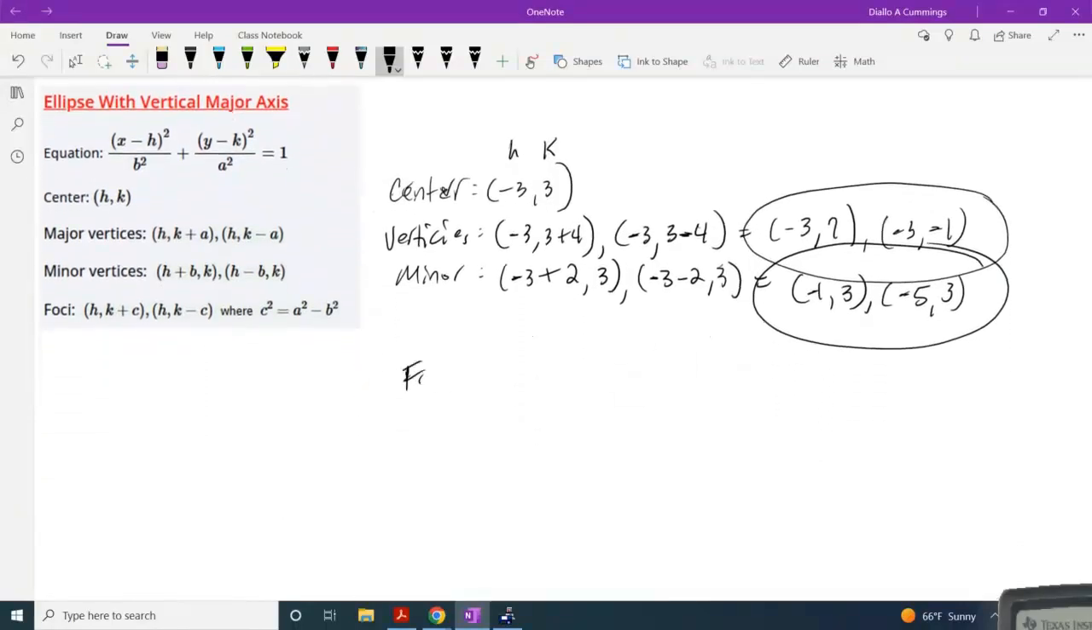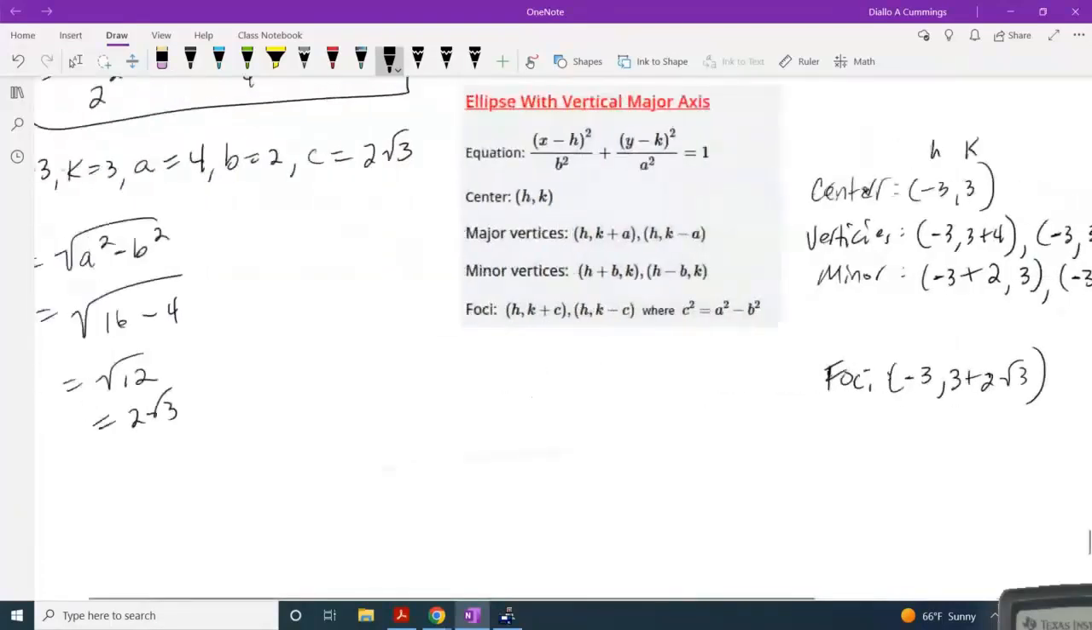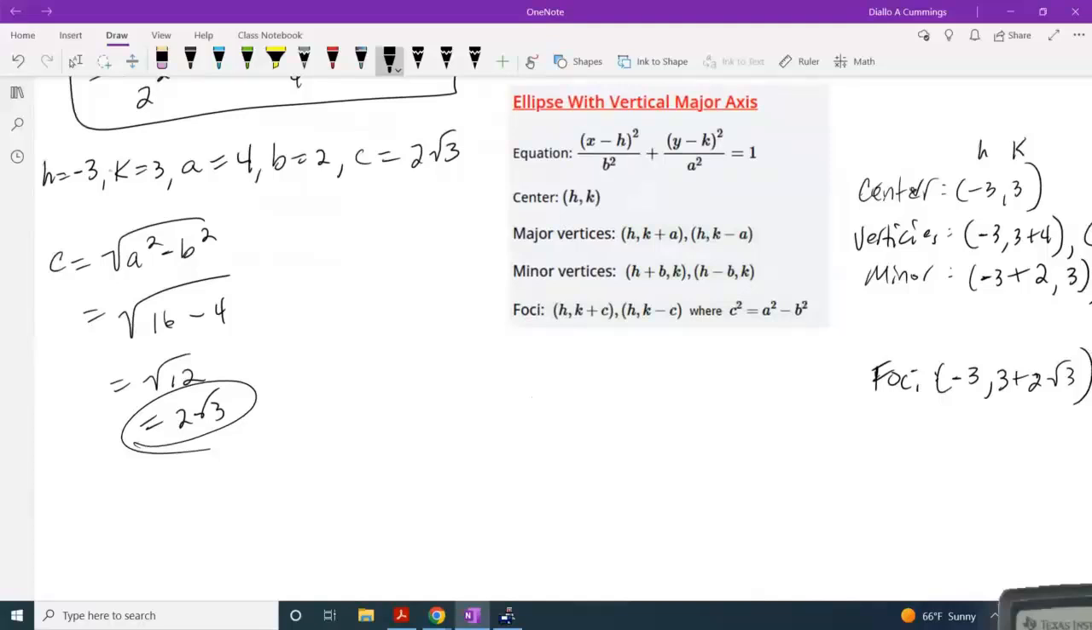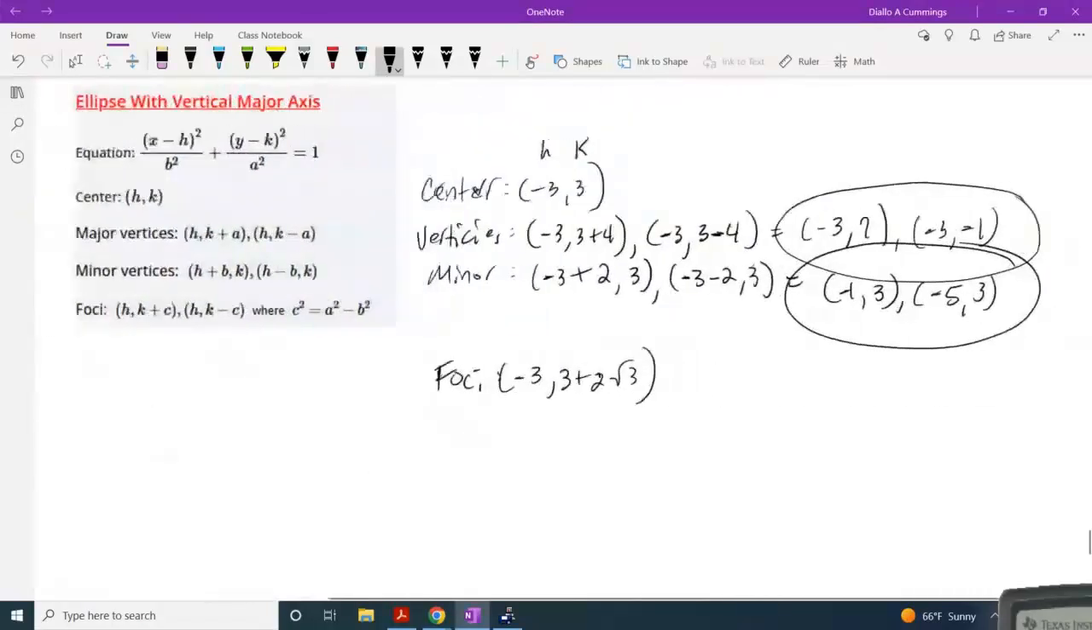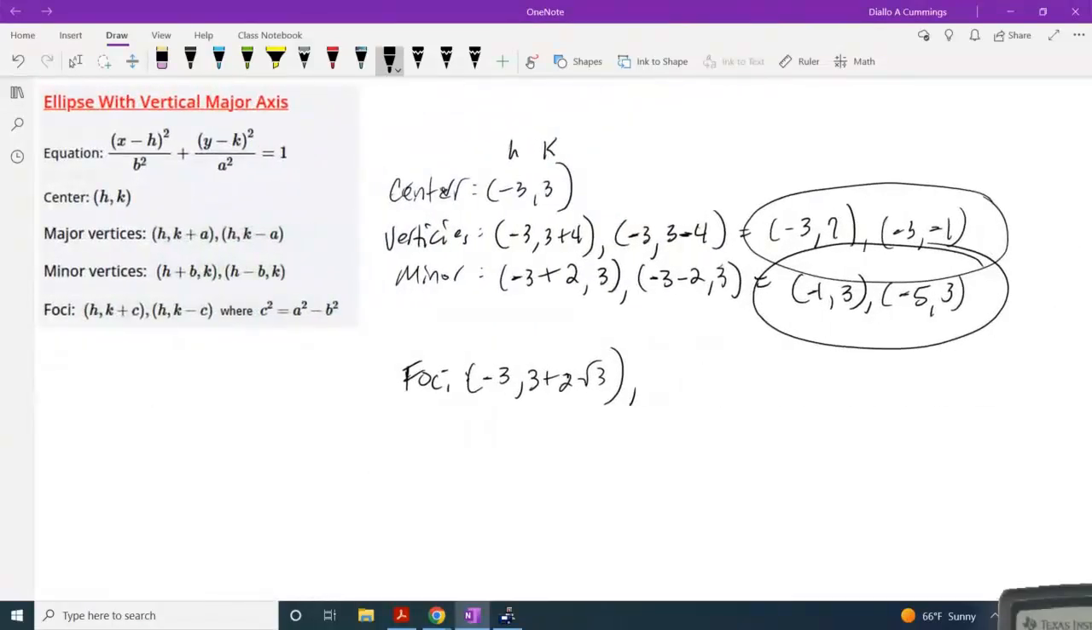Now we're going to find the foci. It has the coordinates (h, k + c). So that's (-3, 3 + 2√3), because we found c in an earlier calculation is 2 times the square root of 3, and (-3, 3 - 2√3).